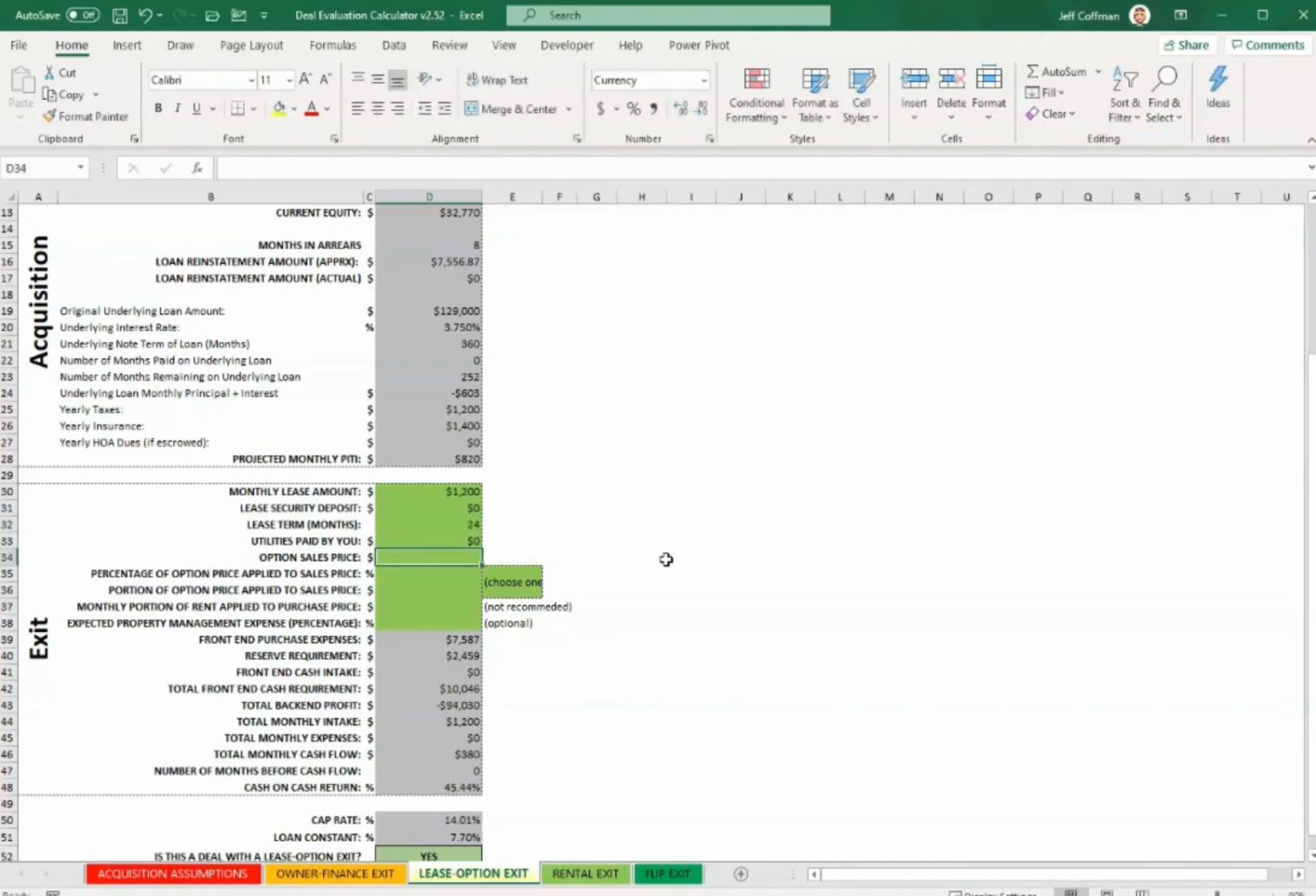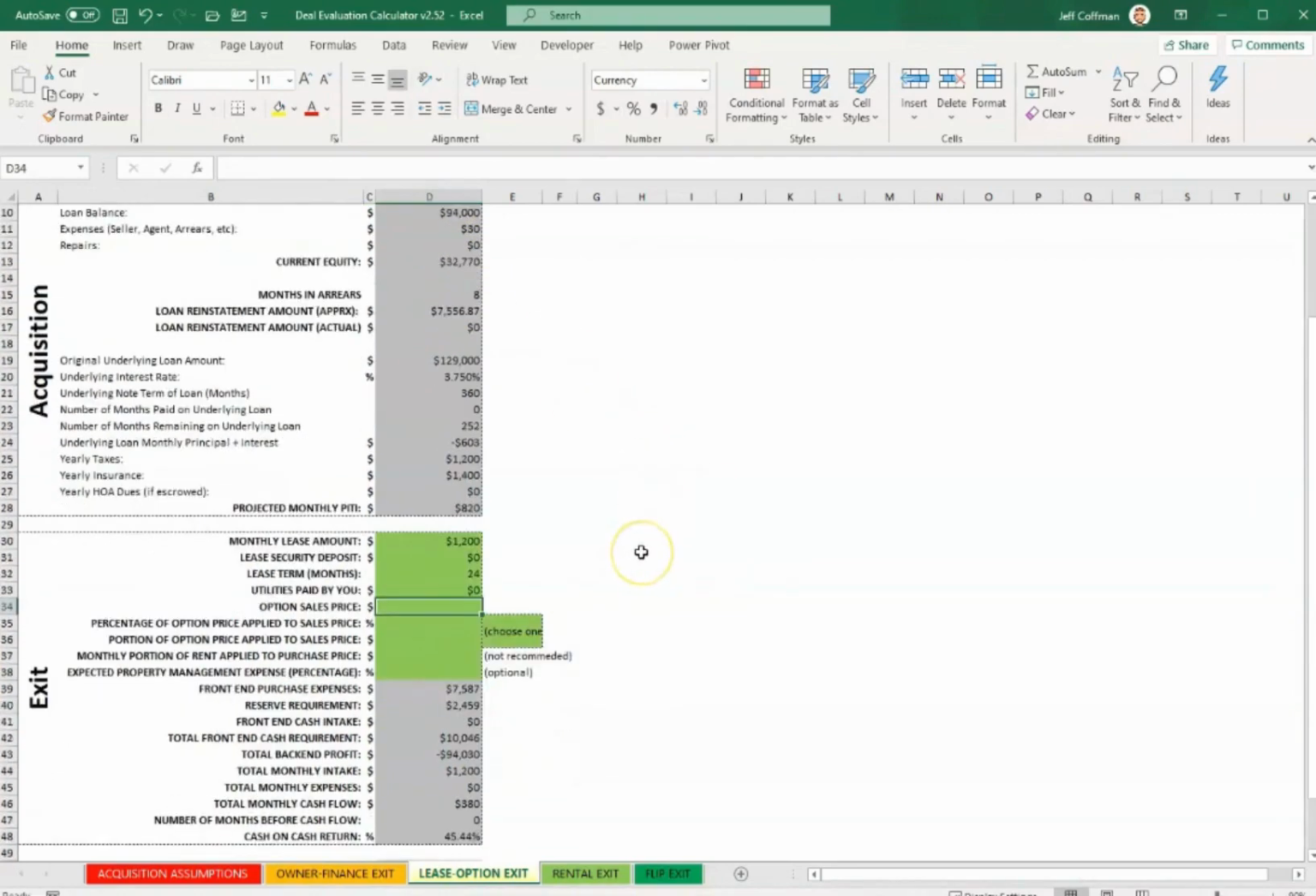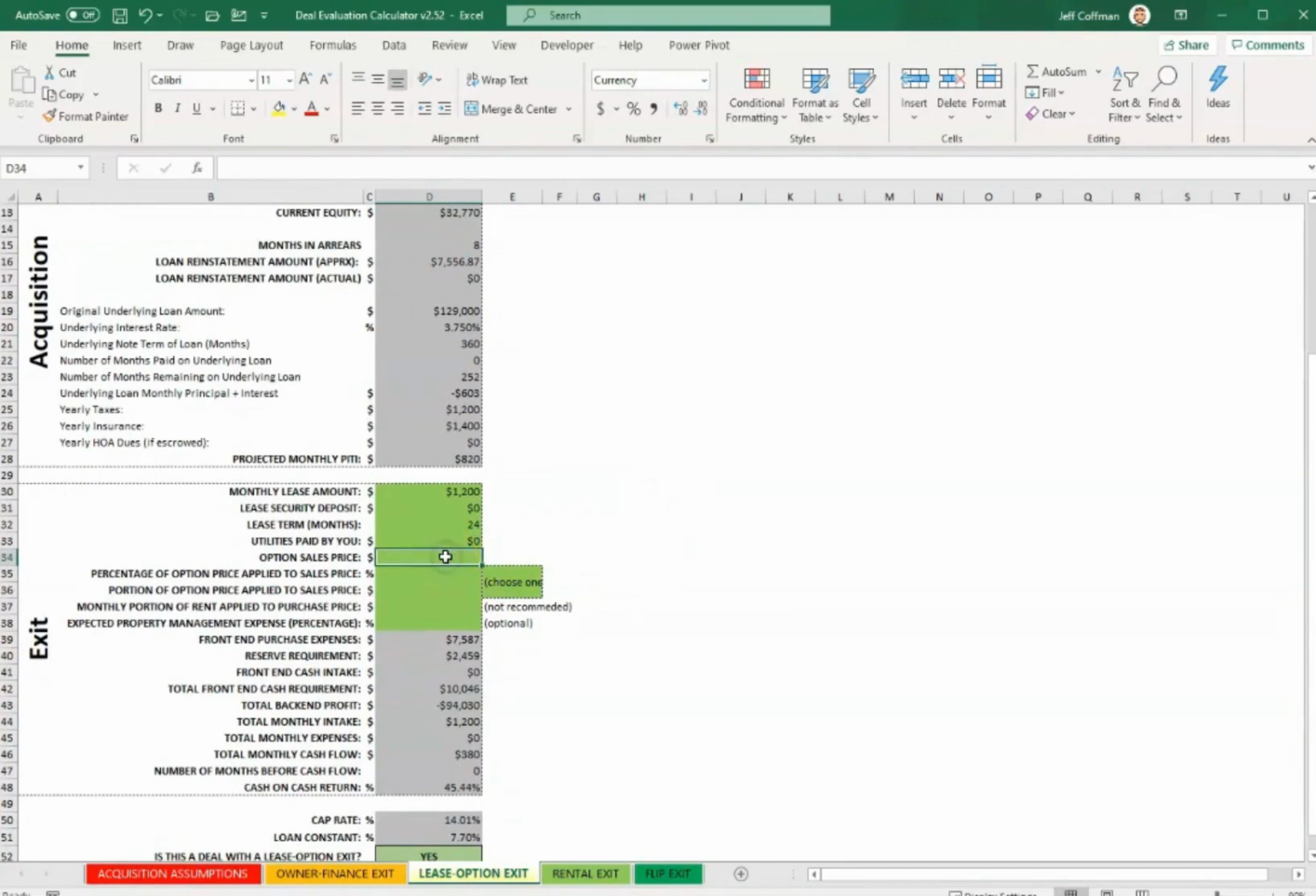This is where you're going to plug in your option sales price. So let's just say that we've got a fair market value of $128,000. Let's bump this. Let's just say that we want to sell this for $135,000.